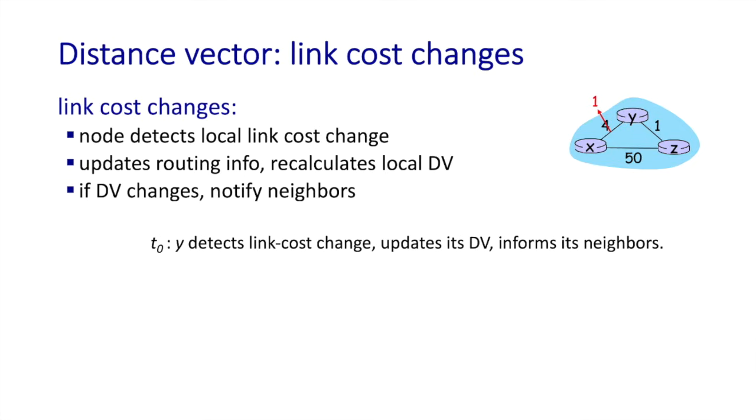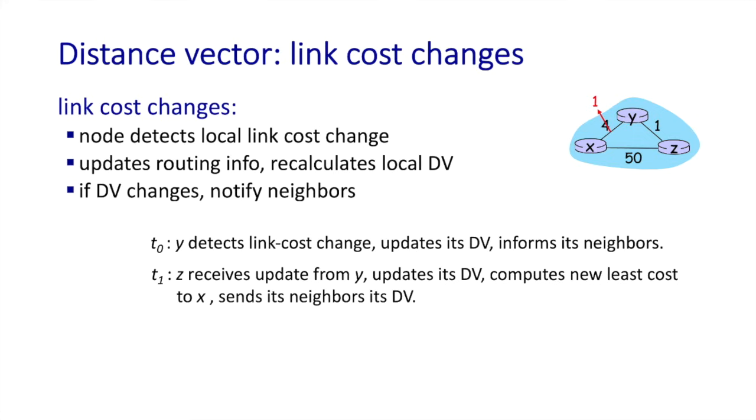So let's now take a look at an example of how link cost changes propagate using the network shown up here on the right. And let's take the point of view of node Y, who sees the XY link cost change from 4 to 1. It goes down. So at t equals 0, let's say Y detects this link cost change, updates its distance vector to note that now it's got a new cost to X of 1, and sends its new distance vector to its neighbors. At t1, Z receives this updated distance vector from Y, updates its own distance vector, computing its new least cost path to X as 2, and now, since Z's distance vector is changed, Z sends its distance vector to its neighbors, X and Y.